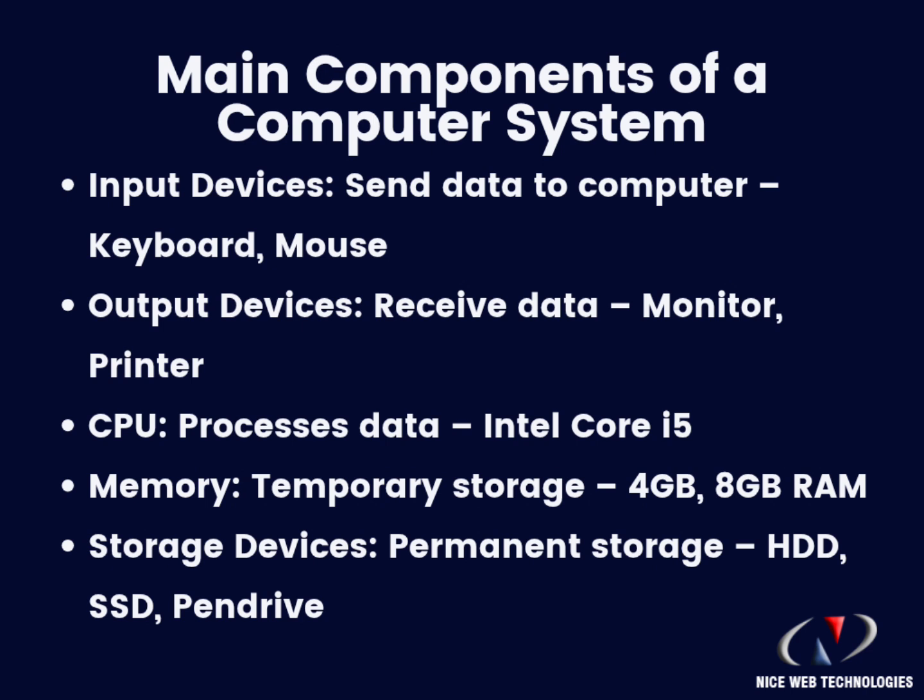The CPU is the brain of the computer. It handles all the calculations and decisions. Then there is memory or RAM, which stores data temporarily while the computer is working. Finally, we have storage devices such as hard drives or pen drives, which save data permanently for future use. All these parts work together to make the computer function smoothly.